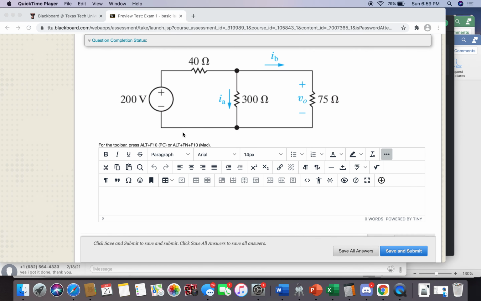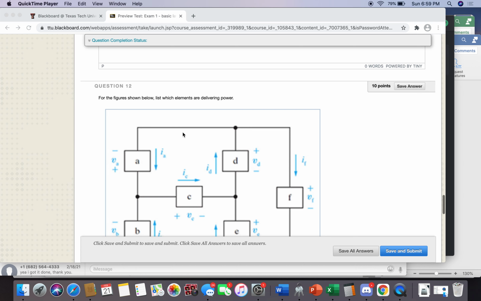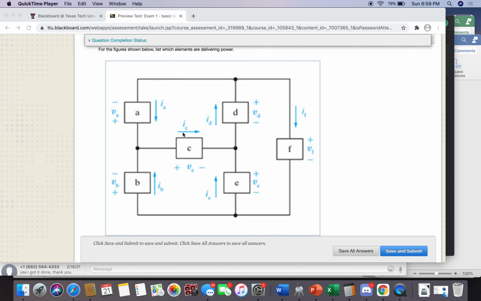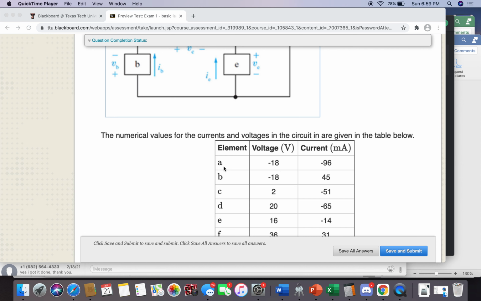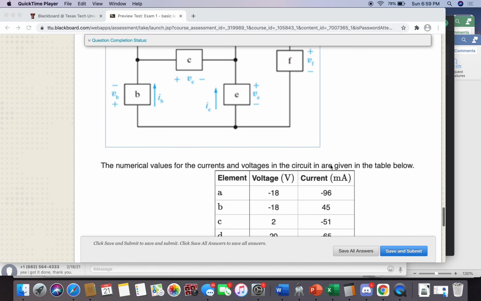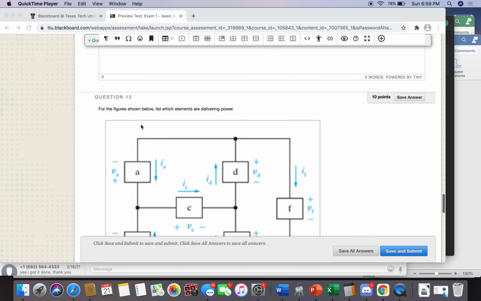Okay, I think from this point, we can look at question 12. So what you had to do in question 12 is you had to look at each value. So for example, for element A, you have a negative voltage and a negative current. When you multiply those together, you'll get a positive number. But the formula has to be written with a minus sign because the current's coming out of the positive terminal. So that's going to give you a negative power in element A, which means that the element is delivering power.